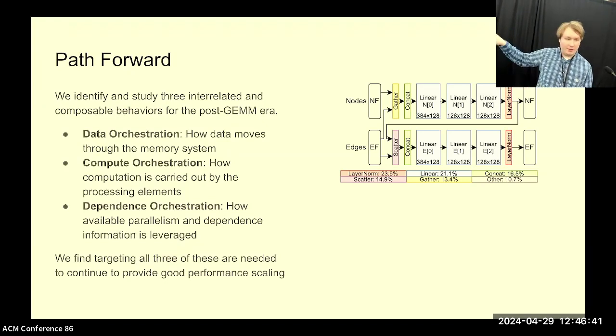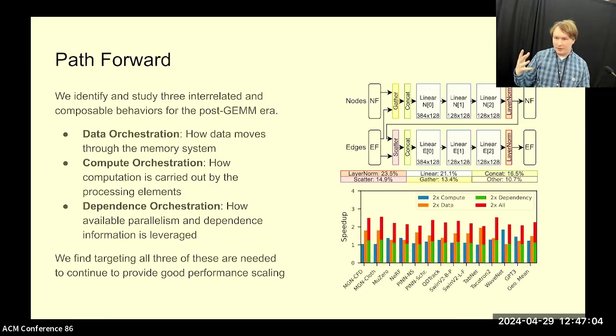I've broken it down into how much runtime is spent in different operators in MeshGraphNets. You can see about 21% of runtime is spent in linear layers, about 15% in these scatter operations. Based on these operations' semantics, we classified them as data orchestration heavy or compute orchestration heavy. We were able to very simply model what would happen if we increase the data orchestration or compute orchestration of an AI accelerator by 2x.